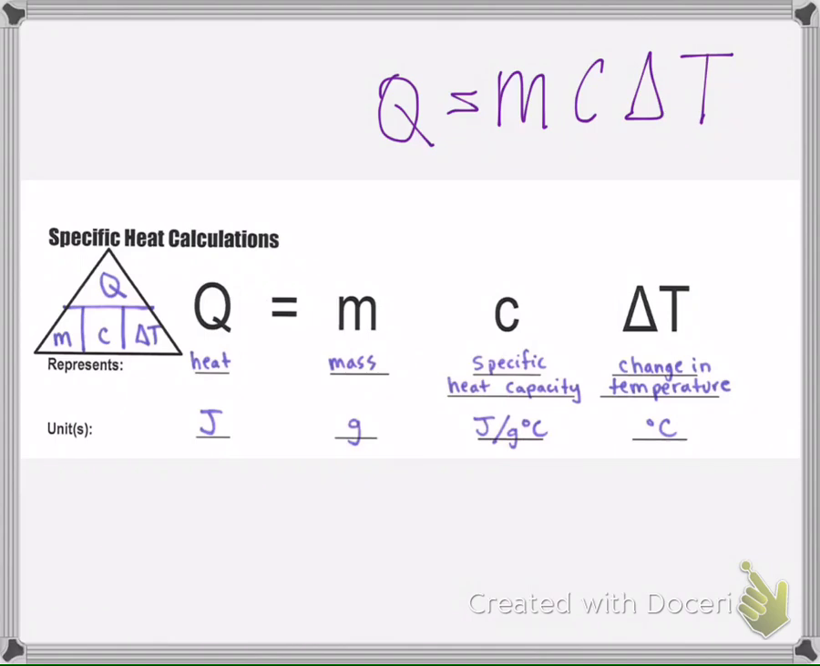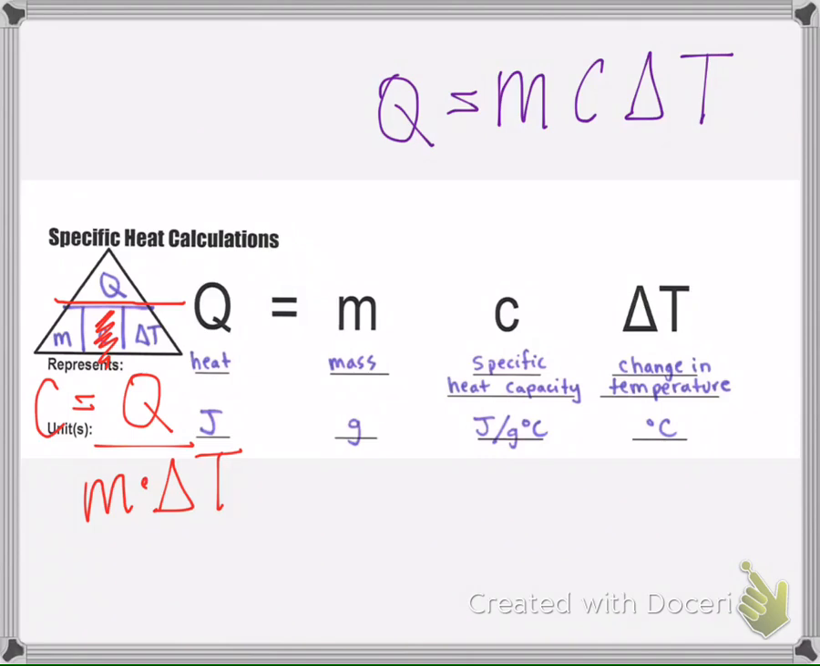Algebraically, we can keep going. If I want to find a specific heat, just cover up specific heat, and C is going to be Q divided by, this line here means divided by, mass times delta T, change in temperature. Okay, same thing any way you want to solve it.